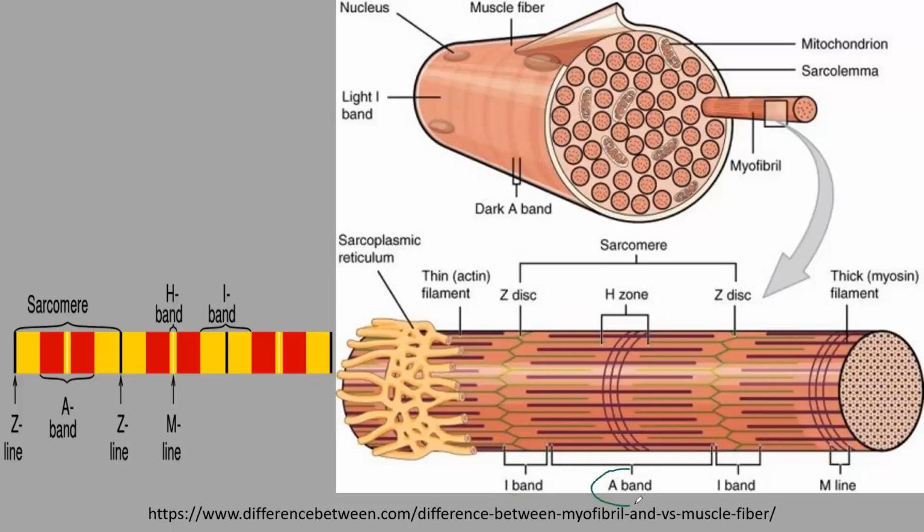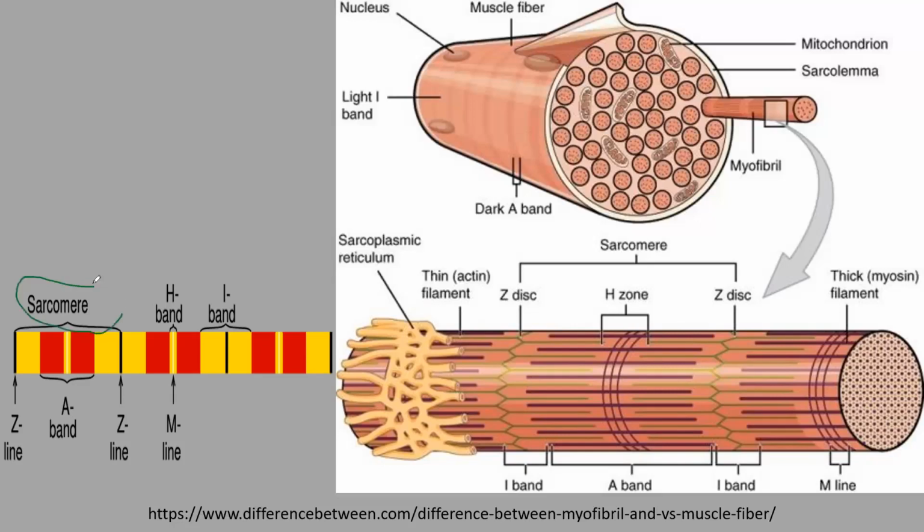This A band looks dark, because it contains the thick filament, and the I band contains the thin filament. This pattern of dark and light bands occurs all over the muscle fiber, with the light band and the thick or dark band, and because of that it gives the striation of the skeletal muscle.